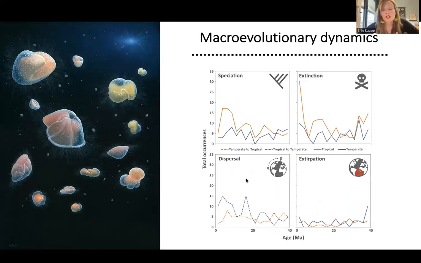So taken together, these results suggest that the modern day LDG for planktonic foraminifera is controlled potentially by speciation at low latitudes and extirpation at high latitudes over the last 30 to 15 million years.